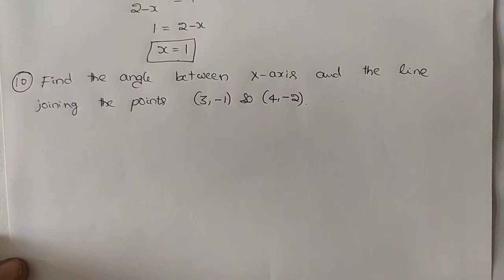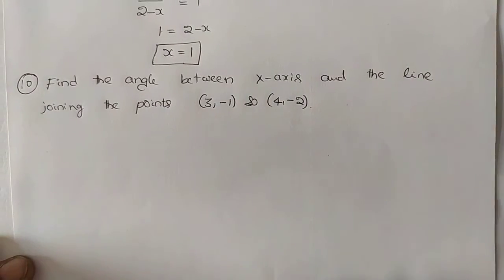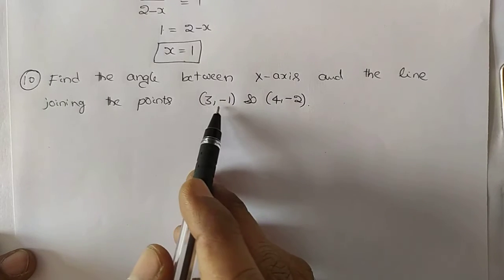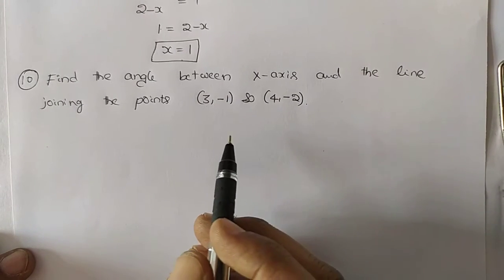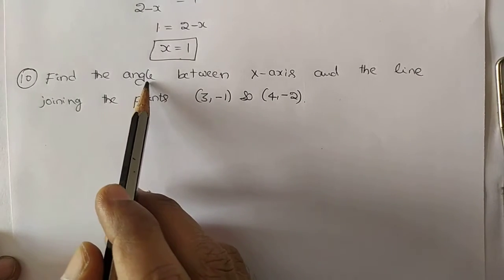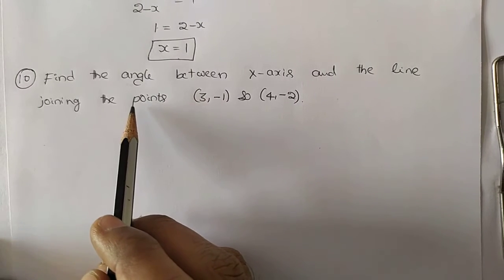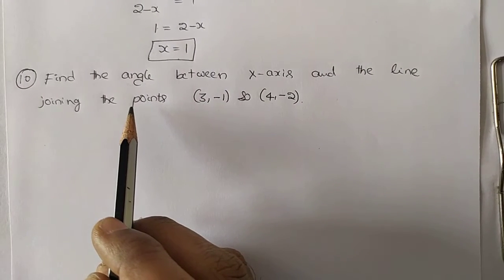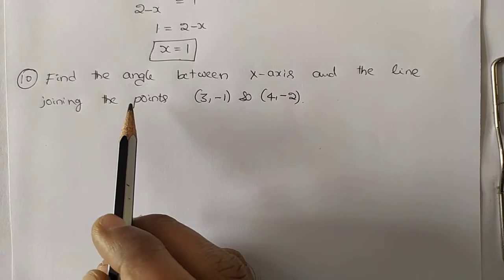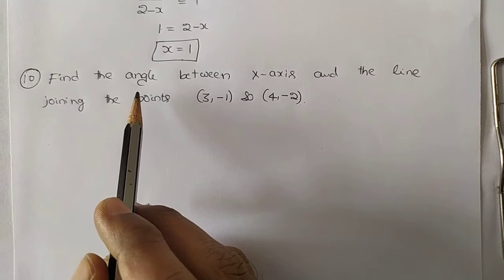See question number 10 in your NCERT textbook, exercise 10.1. Find the angle between the x-axis and the line joining the points (3, -1) and (4, -2). We have to find the angle. Till now, we just found the slope of a line, right? But here, we need to find the angle. The angle is theta; theta we have to find.